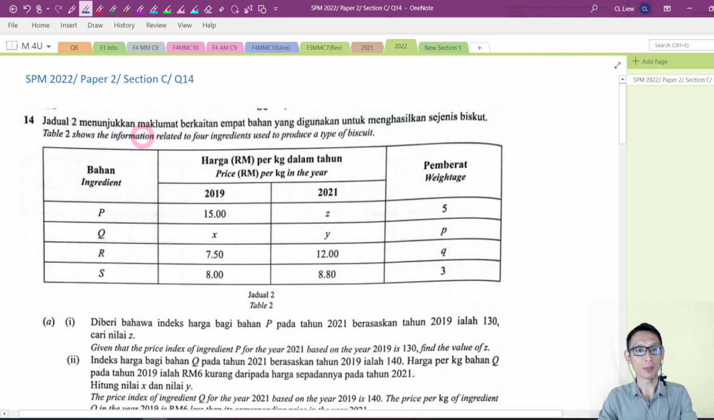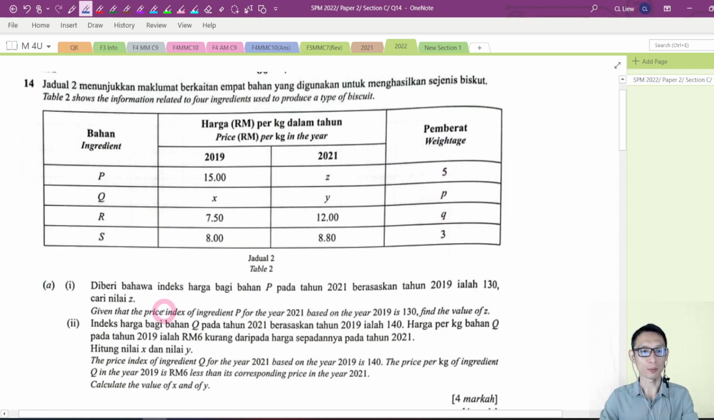Table 2 shows the information related to 4 ingredients used to produce a type of biscuit. So we have 4 ingredients here, P, Q, R, S, and these are their prices in the years 2019 and 2021. And these are the weightages. Given that the price index of ingredient P for the year 2021 based on the year 2019 is 130. So now we are focusing on ingredient P. We want to find the value of Z.